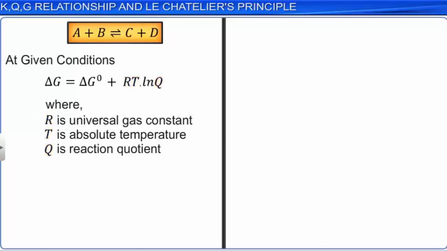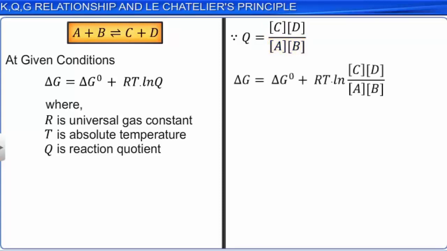Since the reaction quotient Q for the reaction is equal to product of the concentrations of the products C and D divided by the product of the concentrations of the reactants A and B, the equation can be written as delta G is equal to delta G naught plus RT ln product of concentrations of products C and D divided by product of concentrations of reactants A and B.